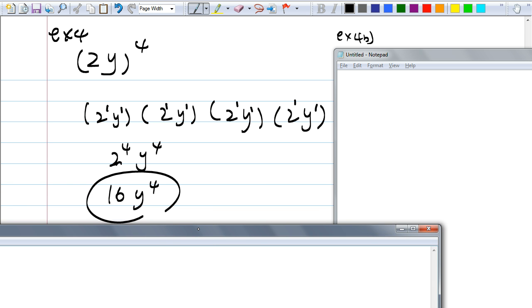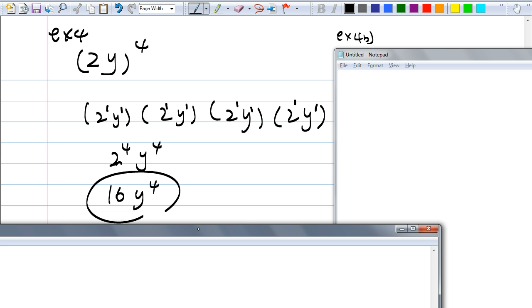Wait, why is it a 4? Shouldn't it just be 16y? Because I am multiplying y 4 times. No, wait, aren't you just multiplying 2y times 2y, which is 4y, times 2y is 8y, times 2y is 16y? Okay.